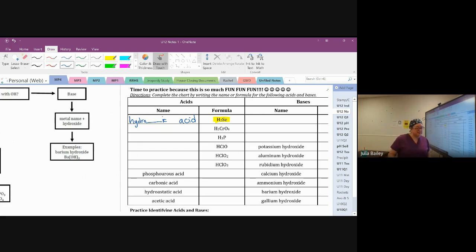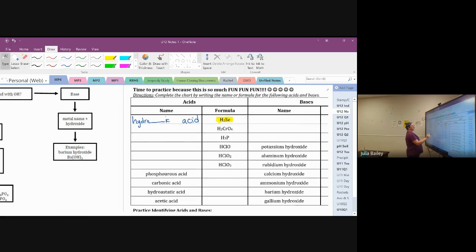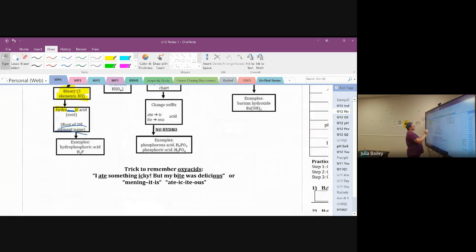You didn't think this was going to be a grammar lesson, did you? It's an adjective describing a noun. So you've got to have a noun there to describe with your adjective. So the root of the second element's name is what goes in that blank. For example, hydrophosphoric acid comes from H3P, where P, the element, is phosphorus. The root of phosphorus is just the phosphor part. The us is a suffix, but the phosphor part is the root name. So that's why phosphor goes in that blank if you're doing hydrophosphoric acid.